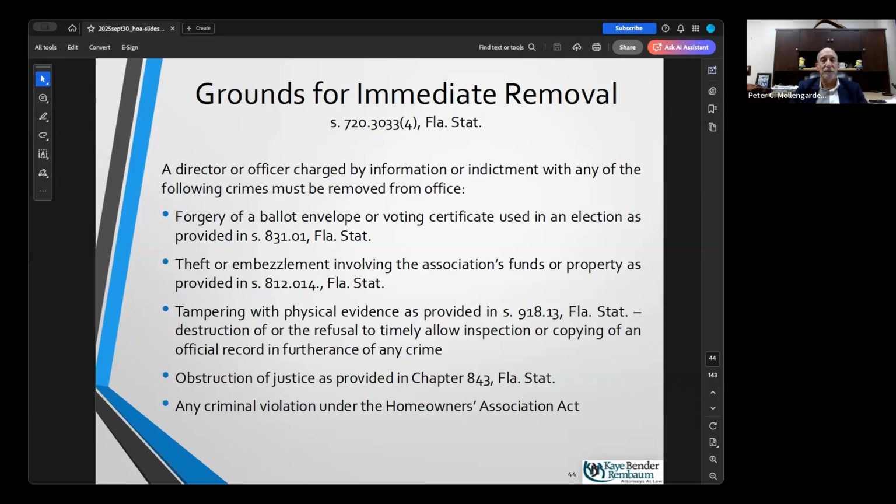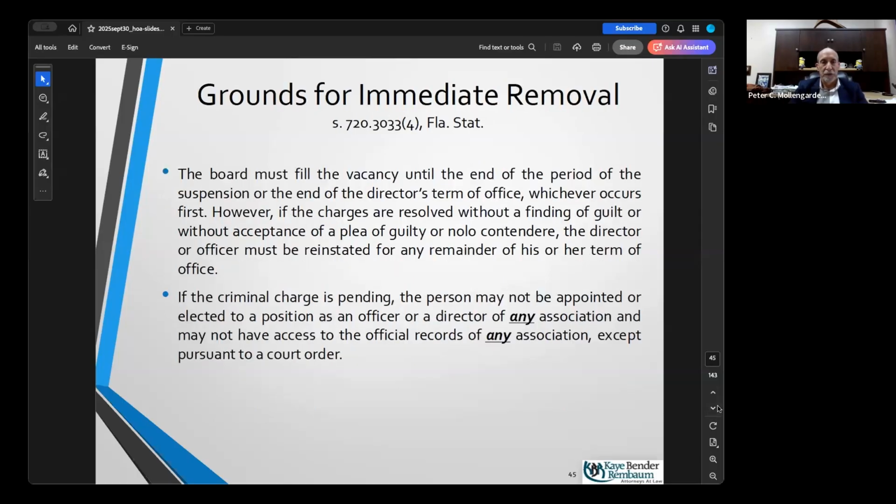Tampering with physical evidence, destruction of or the refusal to timely allow inspection or copying of an official record in furtherance of any crime, obstruction of justice, and any criminal violation under the HOA Act. All of these things are grounds for immediate removal from the board. In that event, the board must fill the vacancy until the end of the period of the suspension or the end of the director's term of office, whichever occurs first.